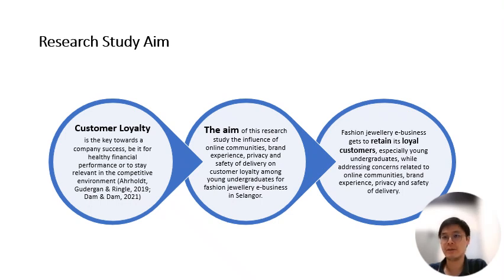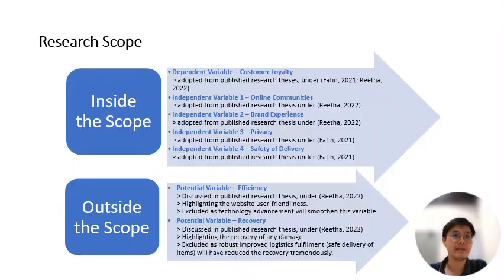As I mentioned, the ultimate goal is to help the fashion jewelry e-business retain their loyal customers, especially young undergraduates, while addressing concerns such as online communities, brand experience, safety of delivery, and privacy concern. These IVs and DV are obtained from the published research thesis by Fatin and Vita. There are two potential variables that are not included, such as efficiency, or rather website user friendliness.